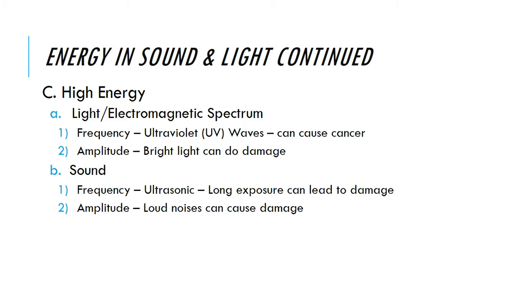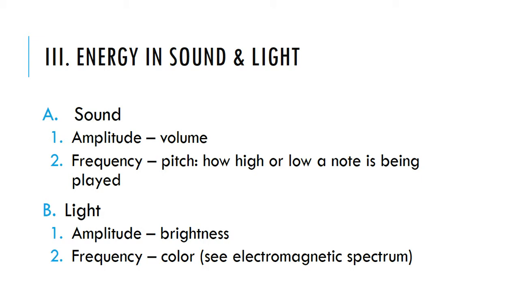You also need to know about energy in sound and light. In sound, the amplitude is the volume of the wave, the volume of the sound, while the frequency of the wave is pitch, how high or low a note is being played. Light would be brightness: intensity is going to be the amplitude, while frequency is going to be color.